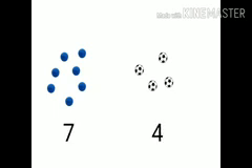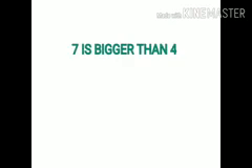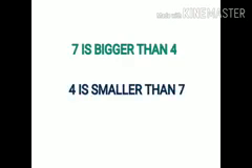Comparison of numbers. Today, let us learn to compare numbers. Let us start with an example. Here is a set of blue balls. And there is another set of footballs. Let us count the number of blue balls. Yes, there are 7 blue balls and 4 footballs. Now, which is more? Blue balls. And which is less? Footballs. So, we can say that the number 7 is bigger than 4. And the number 4 is smaller than 7. Okay, so this is how we learn to compare numbers.